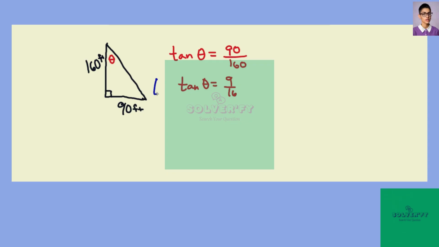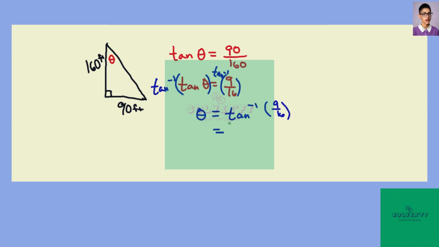Well, to undo the tangent, we do the inverse tangent of this side. And of course, if we're going to do the inverse tangent of that side, we also have to take the inverse tangent of this side. So when I take the inverse tangent of the tangent, that goes away and we're left with just theta. So that is going to be equal to the inverse tangent of 9 divided by 16.